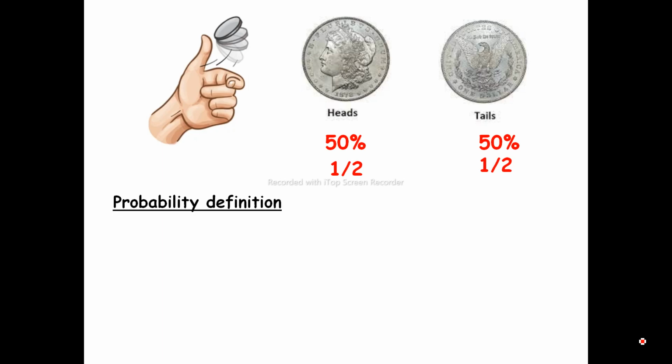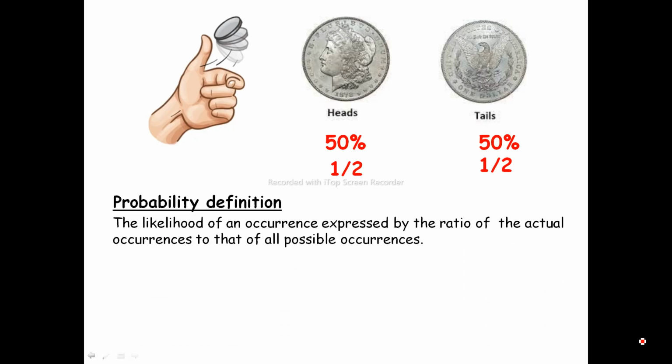So the probability definition is the likelihood of occurrence expressed by the ratio of the actual occurrences to that of all the possible occurrences. So probability by definition, what is it? It is the ratio. Ratio of what? Ratio of the actual occurrence. Actual occurrence means you have tossed a coin and suppose head has occurred. So that is the actual occurrence.